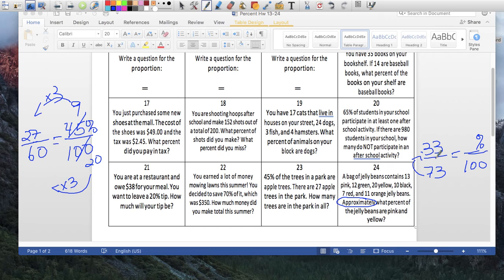So 73 divided by 33 equals 2.21. So 73 divided by 2.21. Does that give you 33? Yeah, sort of. So we're going to divide this by 2.21. We're going to divide that side by 2.21. And now 100 divided by 2.21 is going to give us 45. So 45% of the jelly beans are pink and yellow.